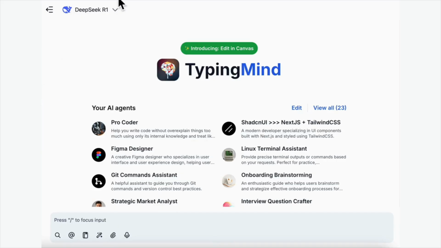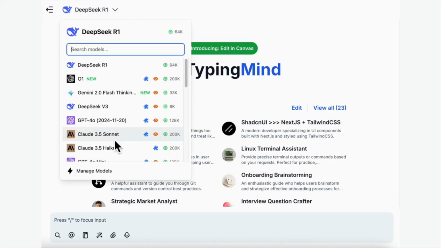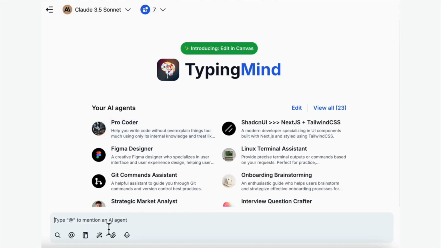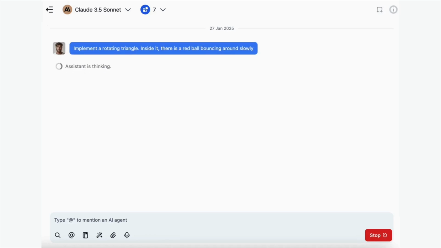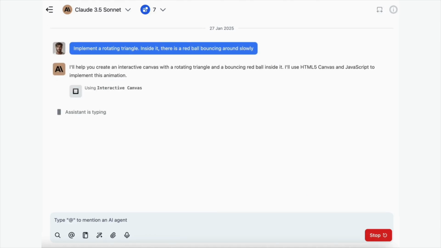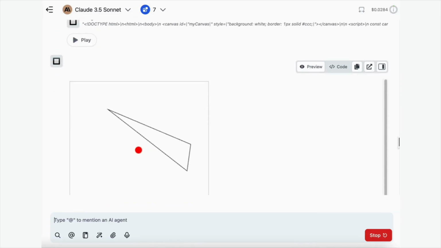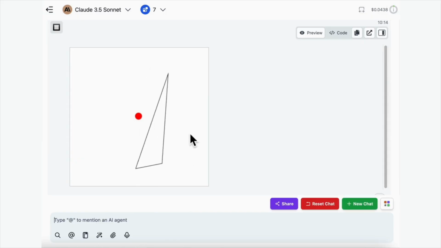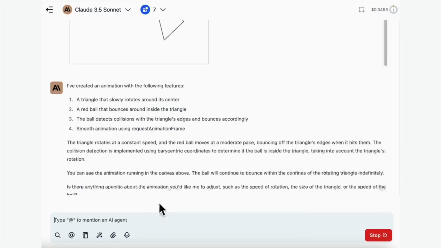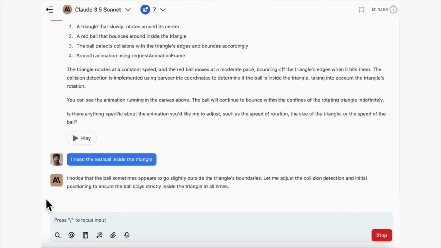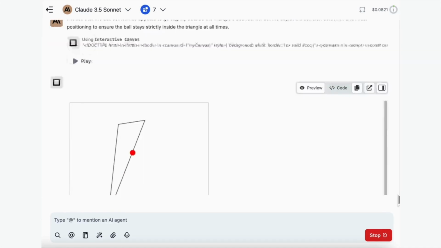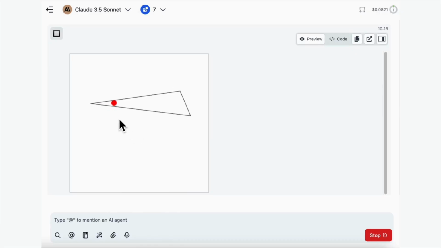All right, I know it's a bit unfair for Claude 3.5 Sonnet, but I'm really curious to see how it handles this coding problem. Let's have a chat with it. Very fast, it decided to use the interactive canvas plugin to present the solution. However, the result is quite disappointing. Perhaps this question is beyond the ability of Claude 3.5 Sonnet. I'm giving it another chance by saying, I need the red ball inside the triangle. A bit better this time, but still not so satisfying.